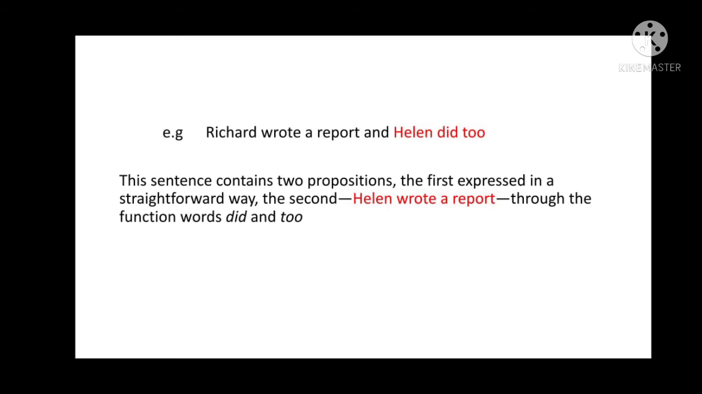The next example, we have a sentence here. Richard wrote a report and Helen did too. This sentence contains 2 propositions. The first expressed in a straightforward way, that's Richard wrote a report, and the second, Helen wrote a report. So the function words did and too.